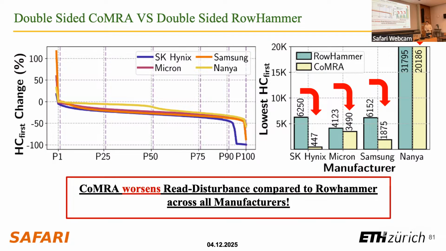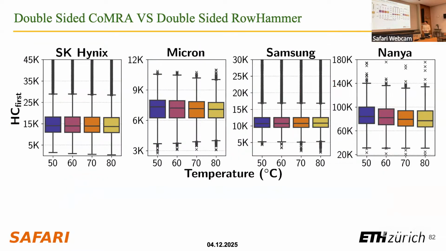COMRA does worsen our RowHammer across all manufacturers, right? But it's not that bad. If you look at the numbers for Micron, maybe it is pretty close. So they also use the temperature as a variable, and we'll see another figure later which shows this a bit better. But you'll be able to see that for increasing temperature, our hammer count first, which is, you know, things get worse when this number is lower, right? Because we need less hammerings before we can actually get a bit flip. You'll be able to see that for 80 degrees, it is the lowest for all.